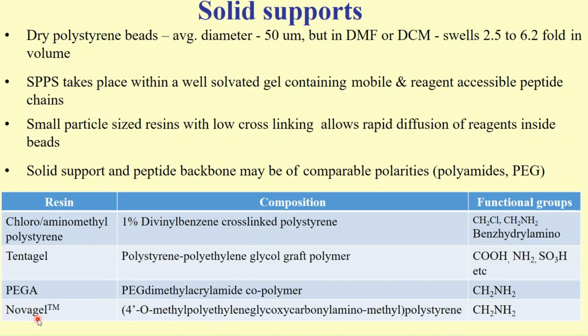The last type of resin is NovaGel resin. It has 4-O-methyl polyethylene glycoxycarbonyl methyl polystyrene. This also has a functional group similar to PEGA, that is methylamine.